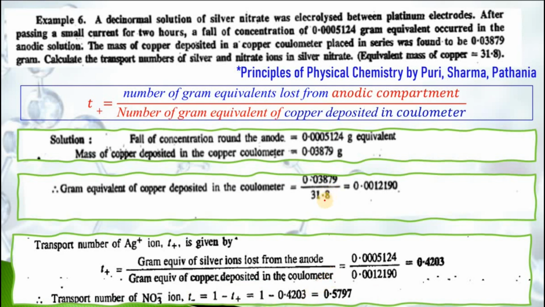Here you have to learn one more thing. After 2 or 3 hours of electrolysis, what we do, we take out the solution from any one of the compartments, either the anodic or cathodic compartment, and find out its remaining concentration by a suitable method and compare this concentration with the original concentration. Then we come to know how many gram equivalents have been lost from that compartment. So this is all about determination of transport number using Hittorf's method. Hope you got the idea. Thank you very much.